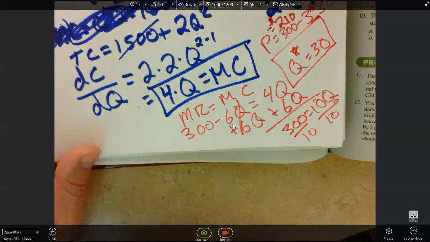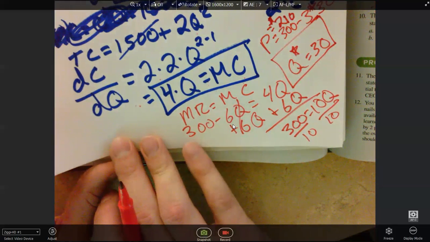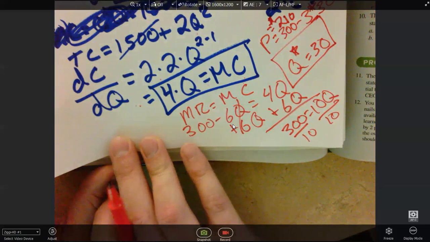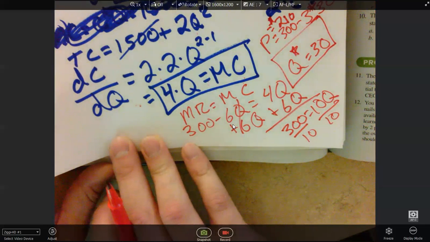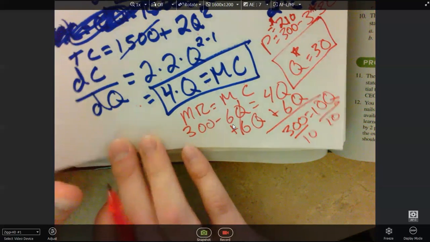Questions about that? So again, it's always find the total revenue, find the marginal revenue, find the marginal cost, set them equal to each other. Solve for Q. Plug Q back in. We are then asked to calculate maximum profits. Pretty easy, right?